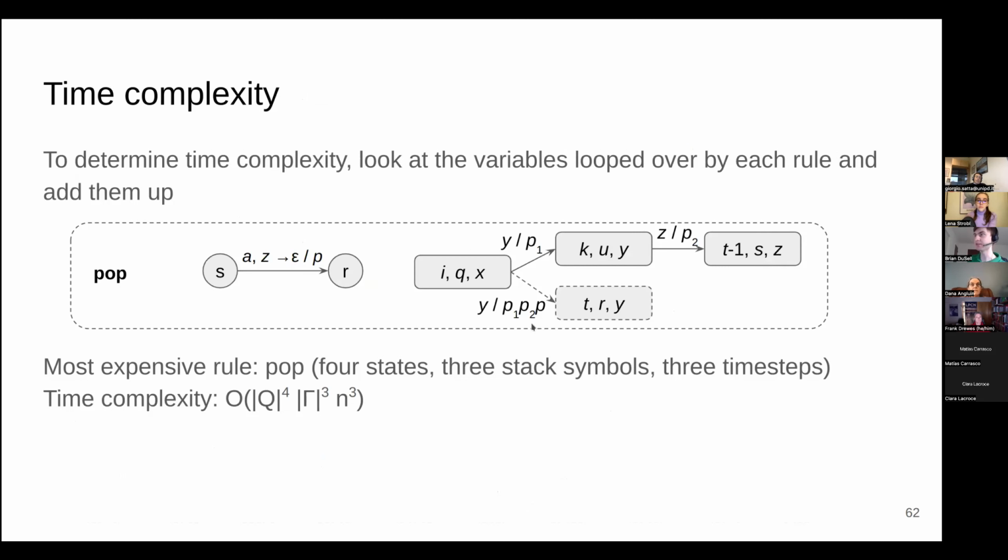As for the time complexity, we look at the number of different ways we can instantiate each rule given its free variables. The most expensive rule in our case is the pop rule, which has 4 states, 3 stack symbols, and 3 time steps. So this tells us the time complexity would be Q to the 4th, gamma cubed, n cubed.